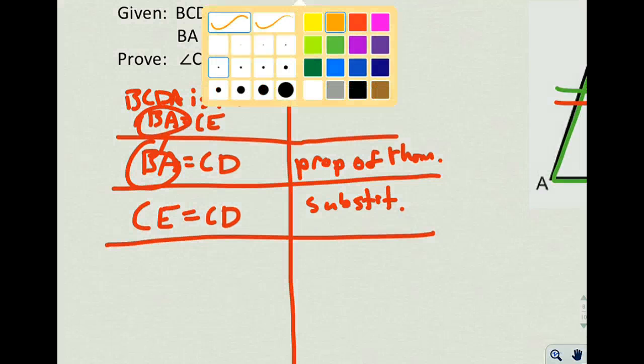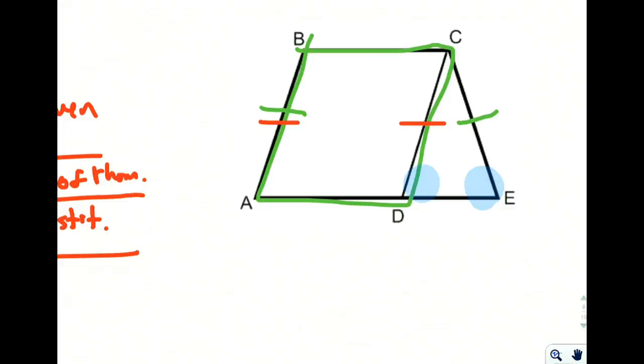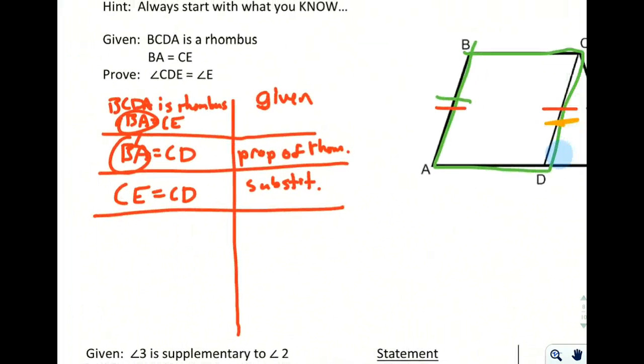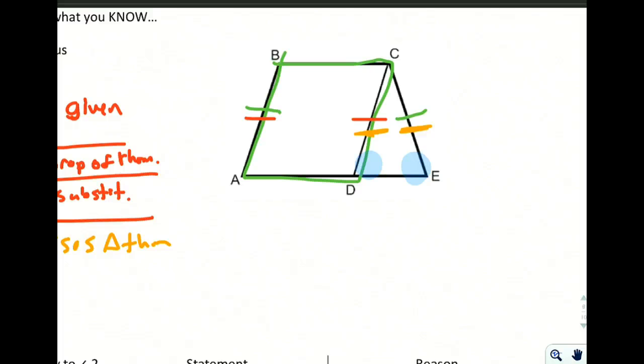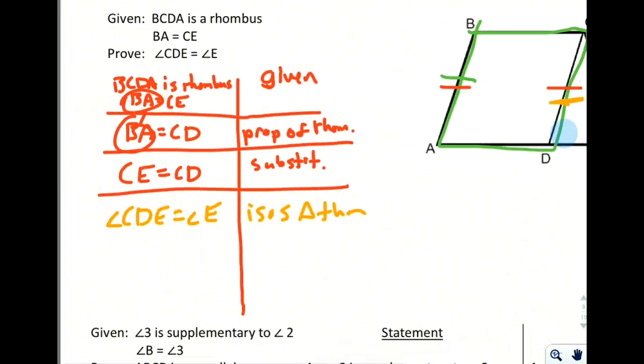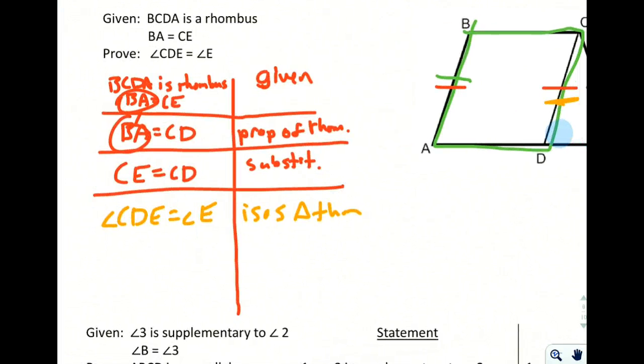So now I've gotten to the point in my proof where I've proven that CE here and CD here are the same. So now I can prove that the angles that they're a part of are also the same. I can prove that angle CDE is equal to angle E by isosceles triangle theorem. So once I have the two sides that are congruent of an isosceles triangle, I get the two angles that are congruent. And that's it. I've already made it to the end, so I'm moving on.